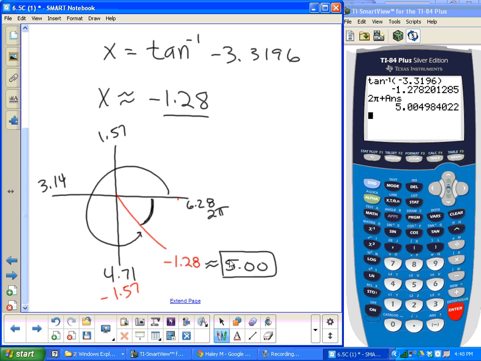Now, this is where tangent was negative. So you have to think to yourself, where else is my tangent going to be negative? So tangent is negative, of course, in the fourth quadrant, but tangent is also negative over here in the second quadrant. Let me do that with a different line here. So I'm going to also have a reference angle over here of that 1.28.